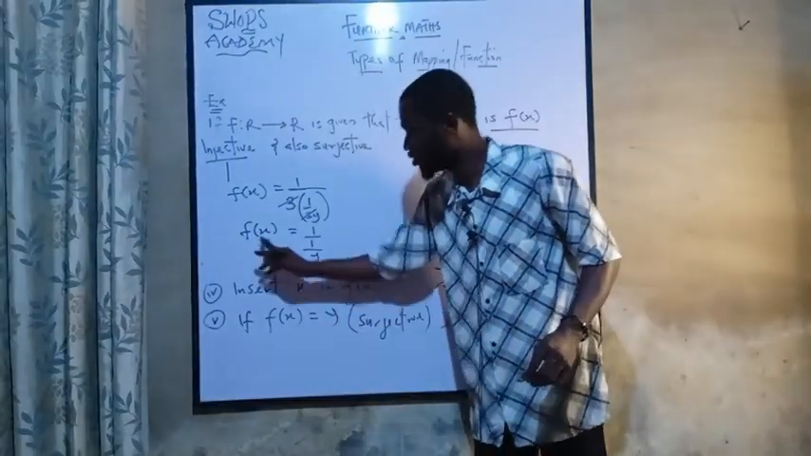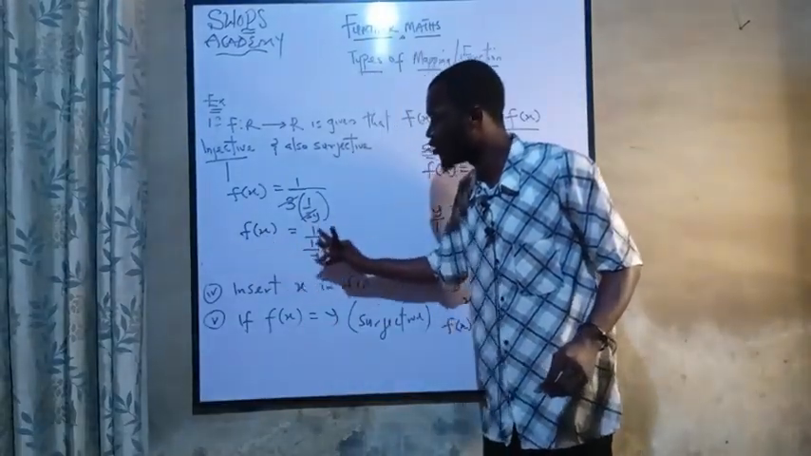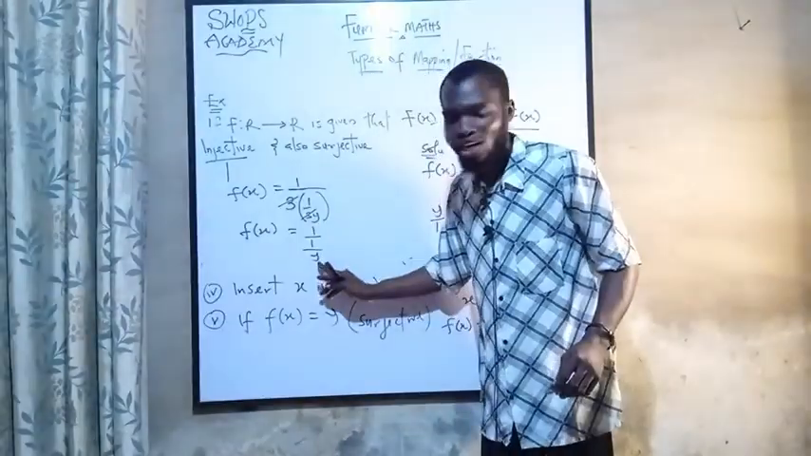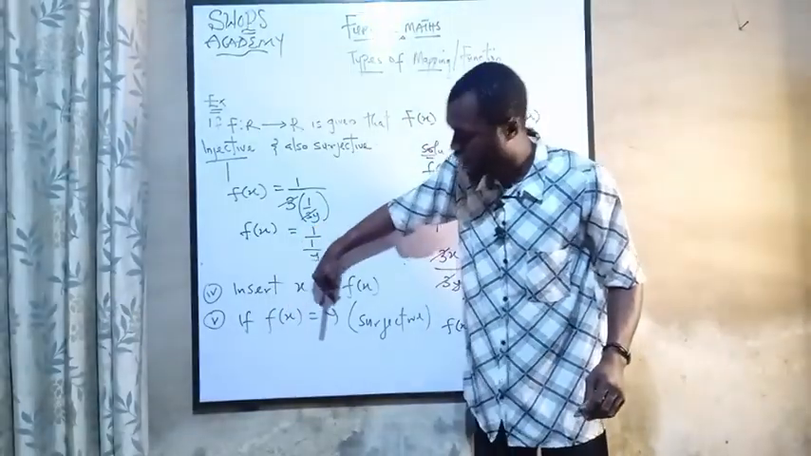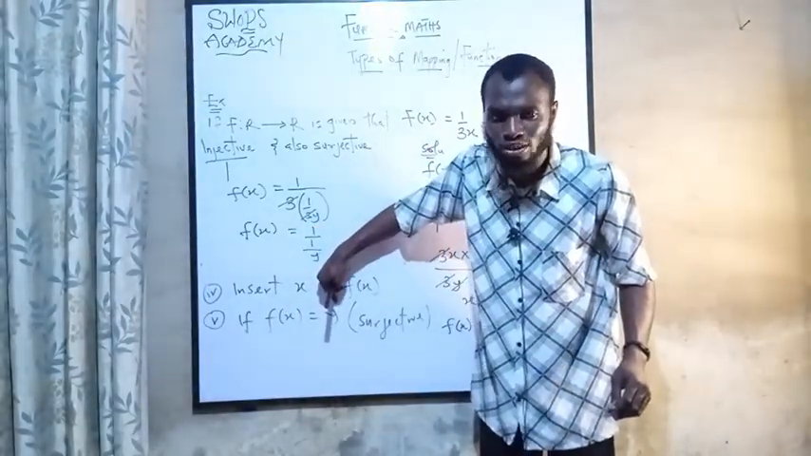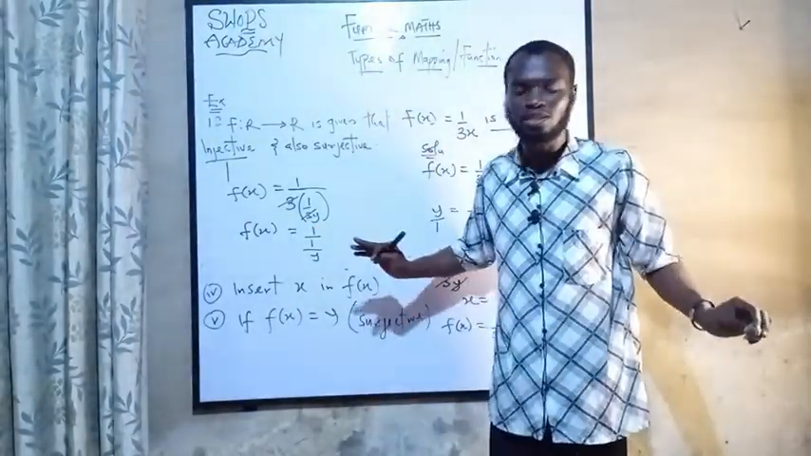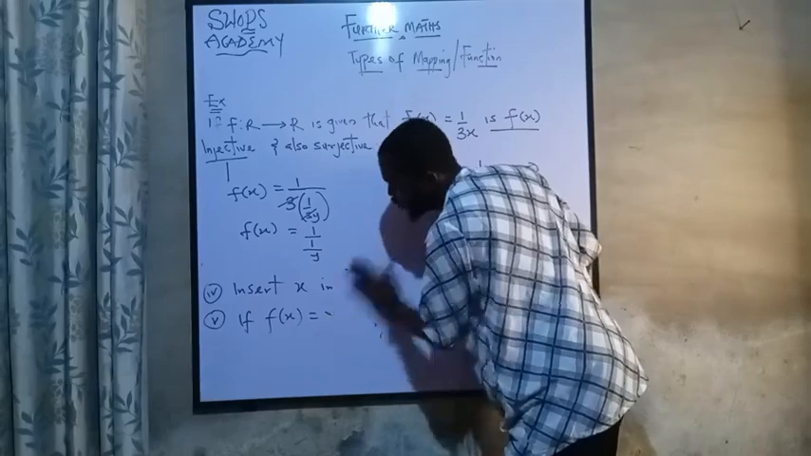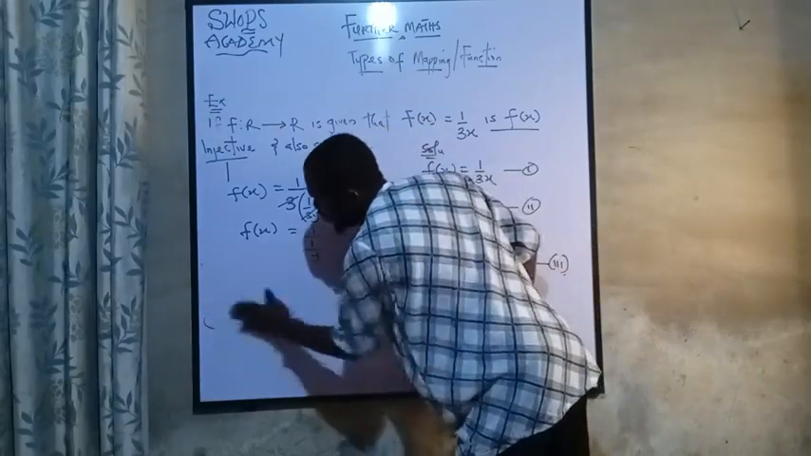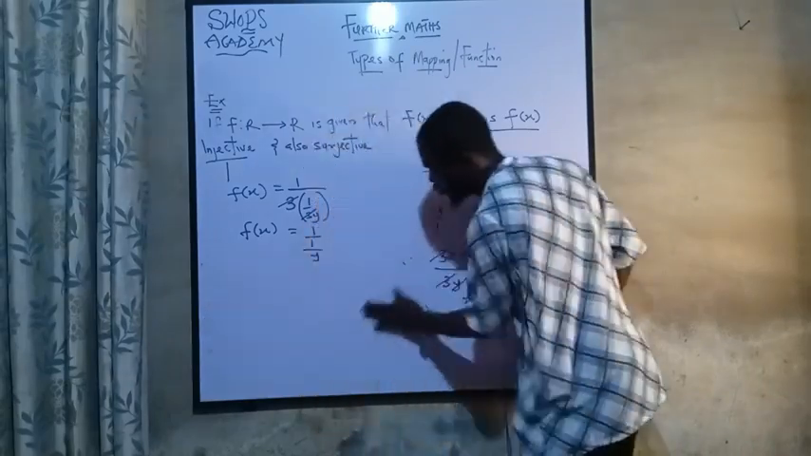If f of s, this is f of s. F of s is now 1 over y. If you can simplify it to the extent that f of s we will later get it to be y, that means it is surjective. Then let's try and simplify this. For us to know, will f of s equal y?